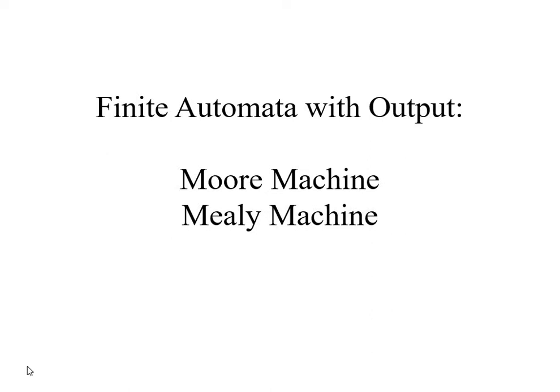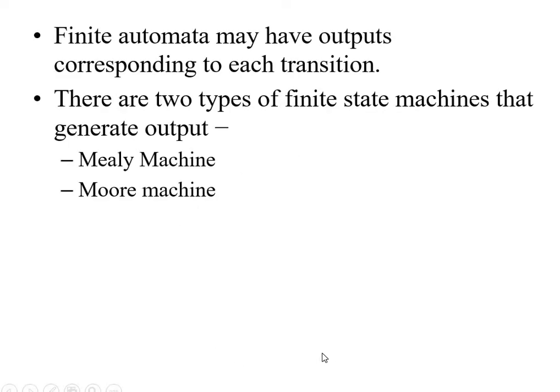Hello everyone. Today I discuss finite automata with output. Finite automata may have outputs corresponding to each transition. Finite automata has limited capability of either accepting a string or rejecting a string. Acceptance of a string was based on the reachability of a machine from the starting state to a final state.